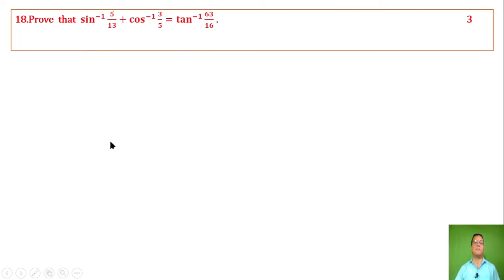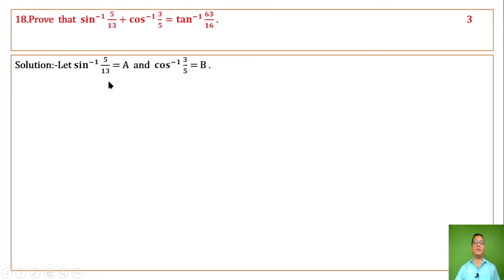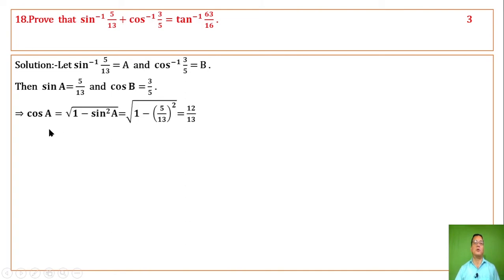3 marks. Let sine inverse of 5 by 13 equal to A and cos inverse of 3 by 5 equal to B. Implies sine A equal to 5 by 13 and cos B equal to 3 by 5. Sine A is 5 by 13, therefore cos A is equal to square root of 1 minus sine square A. We get 12 by 13. Similarly, sine B equal to square root of 1 minus cos square B, square root of 1 minus 3 by 5 whole square, equal to 4 by 5.